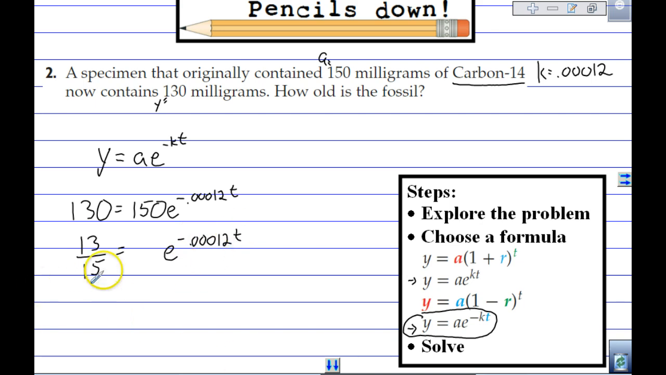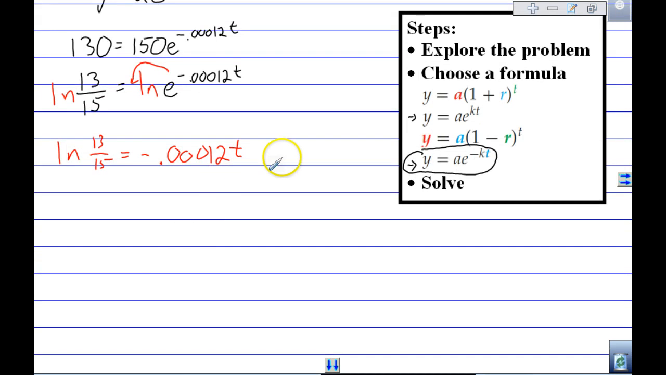We'll take the natural log of both sides since it's base E. So I have natural log 13 over 15. It's going to equal, I'm going to bring the exponent down, negative 0.00012 t. Remember that log to the base E of E equals 1, so that will cancel out. Divide both sides by that long decimal.